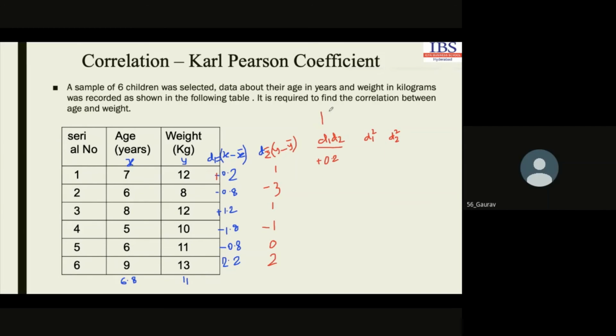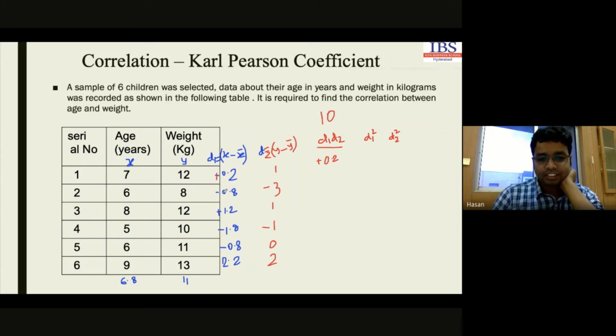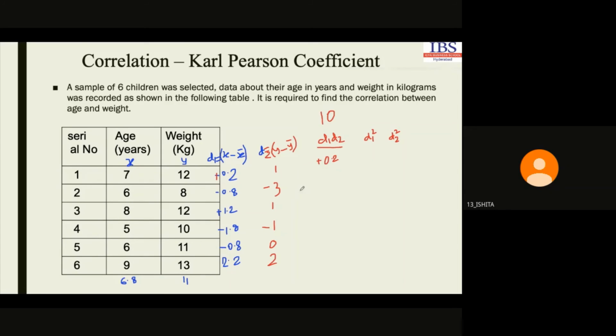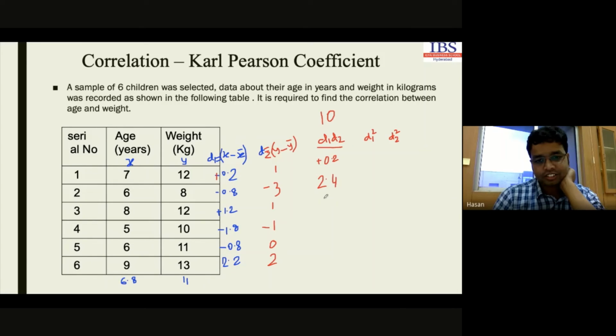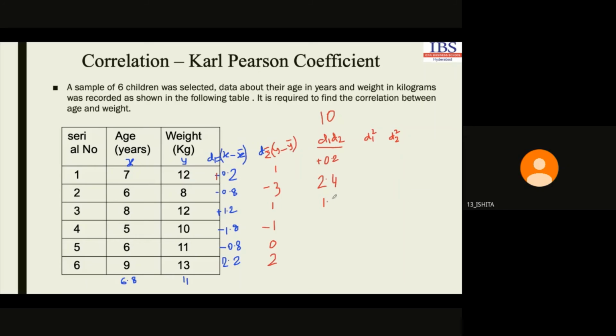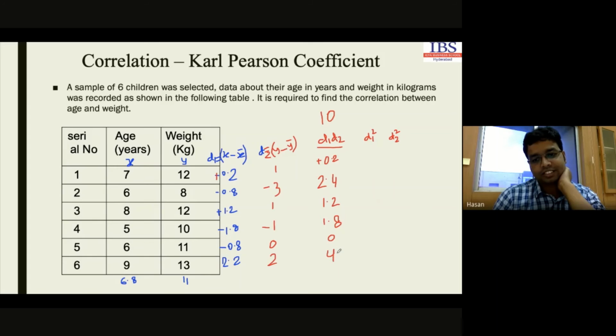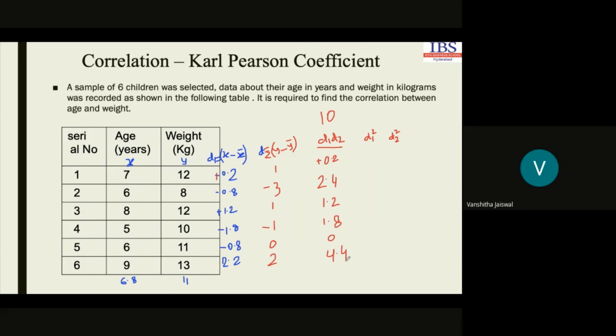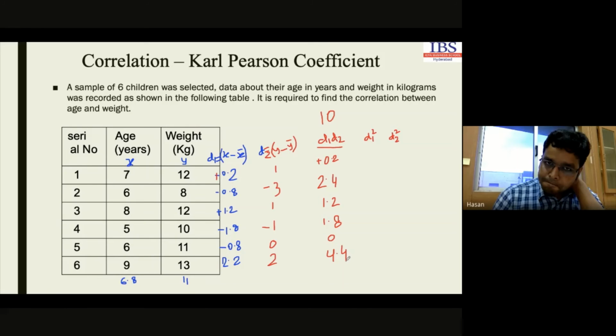Now check it. This one is 0.2, this one is 2.4. 2.4, 1.2, very good. Then 1.8, 1.8, then 0, and 4.4. Very good. The total sum will be 10. Everyone got this? Yes, sir.